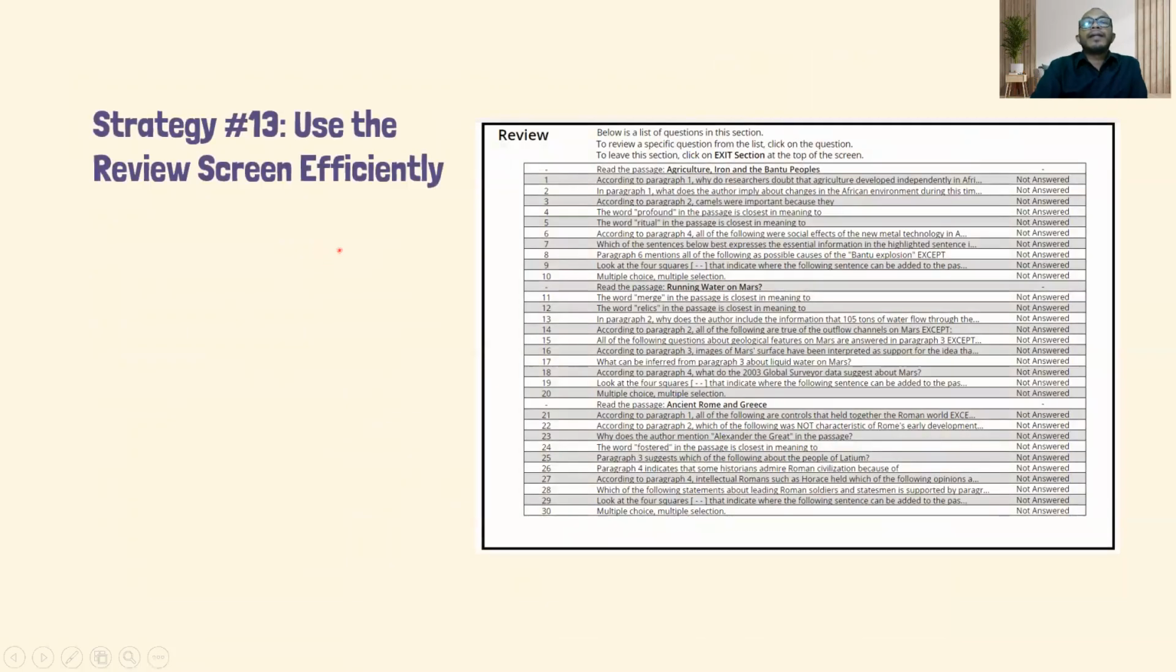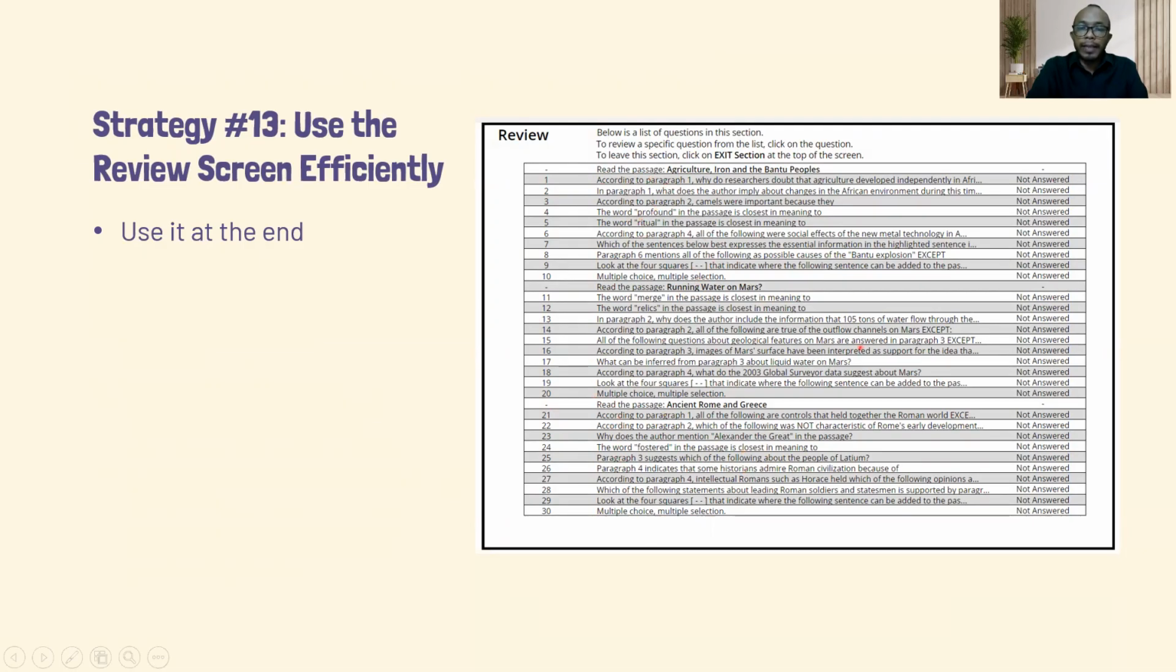The 13th strategy, use the review screen efficiently. Now, remember, you will be able to click the review button on your screen to see the review screen like this. Now, you shouldn't bother doing that in the beginning up to the middle part of the reading section because it won't help you that much. It is mostly beneficial and helpful at the end.